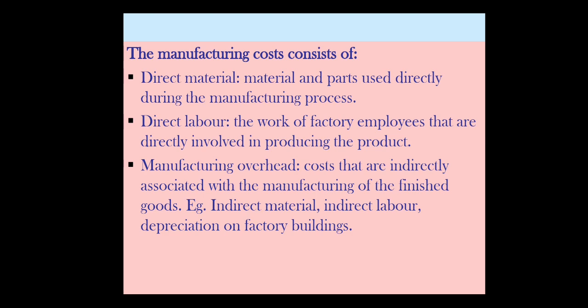Okay, so if you are given a list of costs, and then the question asks you to calculate manufacturing cost, the answer is manufacturing cost equals direct material cost plus direct labor cost plus manufacturing overhead cost. So you find how much is the direct material cost, how much is the direct labor cost, and you find items related to manufacturing overhead. And then you can calculate the total manufacturing cost.